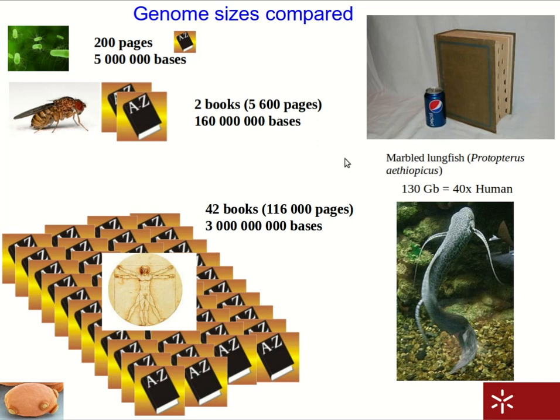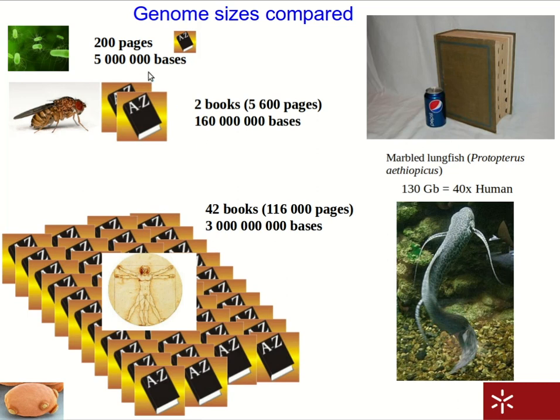I like to show this slide as an example of how much information is really in our genome. If we assume that we print our genome, the As, Cs, Gs and Ts of our DNA, in books like this one, it's a very large book. You can compare here to a soda can. We need 42 of these books in order to print our own genome, the human genome.